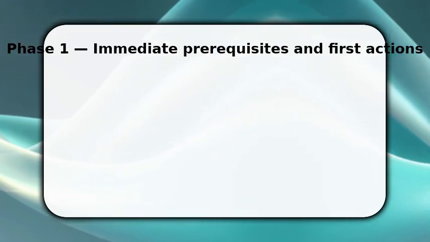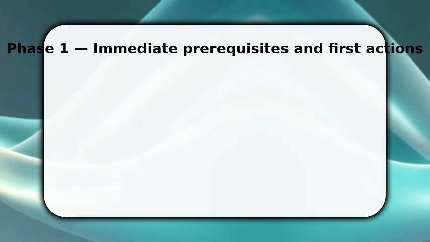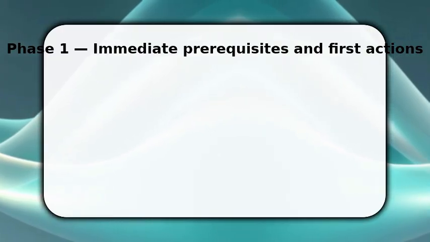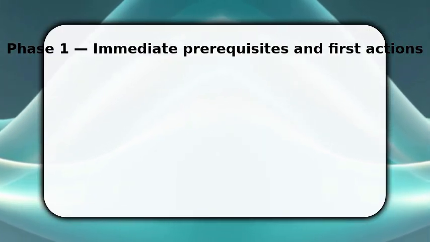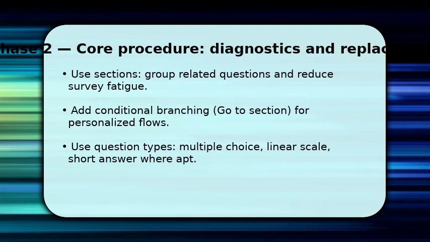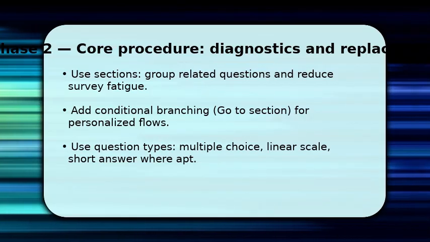Make sure to select required fields sparingly. They raise completion friction, so only force answers when absolutely necessary. Now you focus on structure and flow. Break the form into sections to make it feel shorter and to control pacing. Apply conditional branching so respondents only see relevant questions. This reduces drop-off and improves data quality.